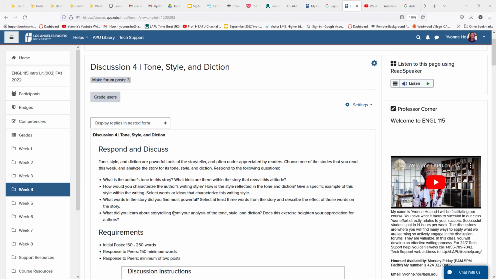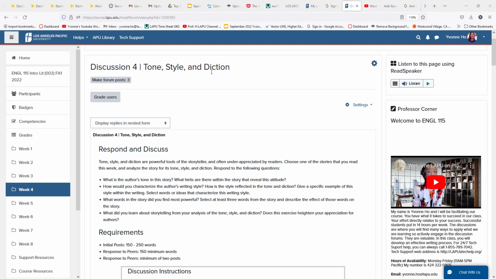And so when we talk about tone, we're talking about whether the tone is happy, sad, grisly, scary. For example, in a Stephen King novel, the tone is usually horror-filled. Style. Style is, does the author use a lot of description, like Charles Dickens, or does the author use a lot of dialogue, like Ernest Hemingway?